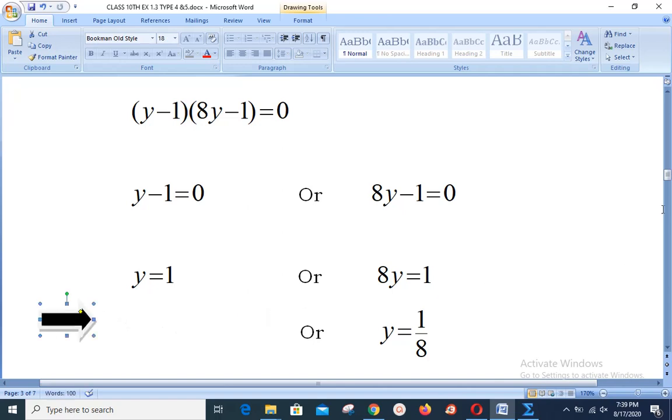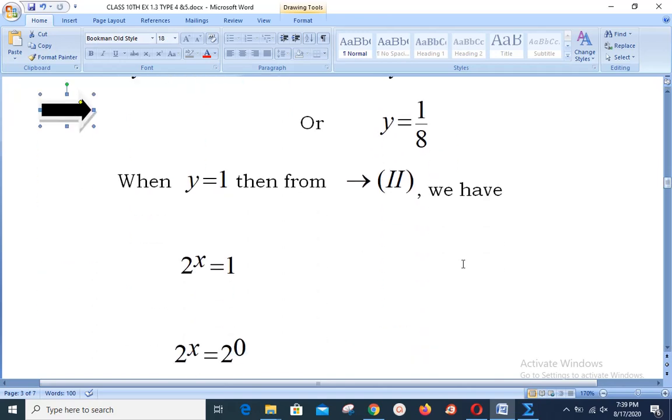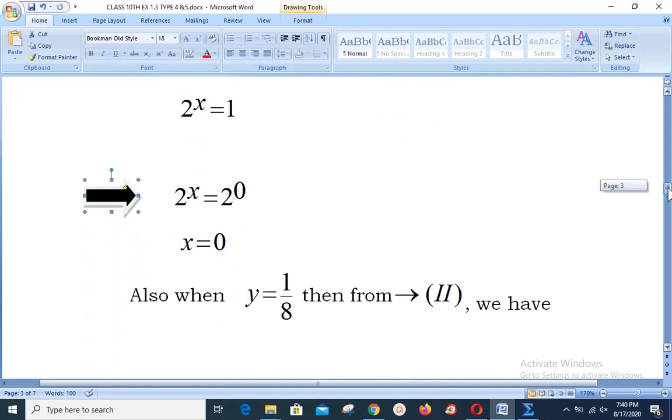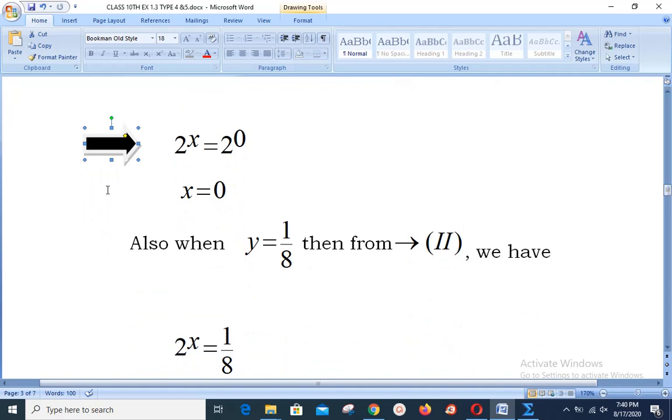Viewers, our question was in variable x, so now we will make backward substitution to complete the answer in variable x. So we use when y is equal to 1, then from number 2 we have 2 power x is equal to 1. You all know that 1 can be written as 2 power 0, so we have 2 power x is equal to 2 power 0. Here you can observe that bases are same, this means exponents are same, and that gives us x is equal to 0 as my first answer.